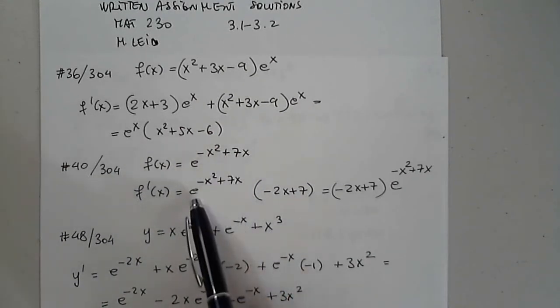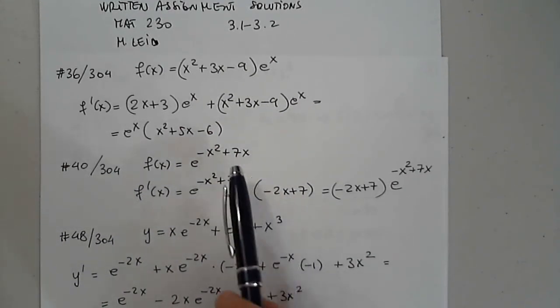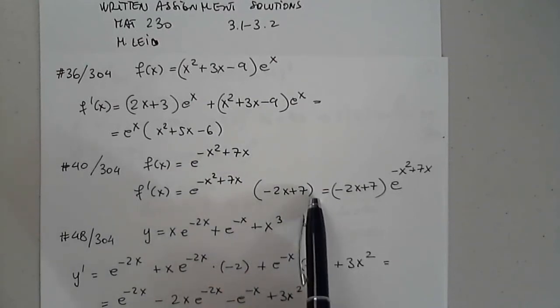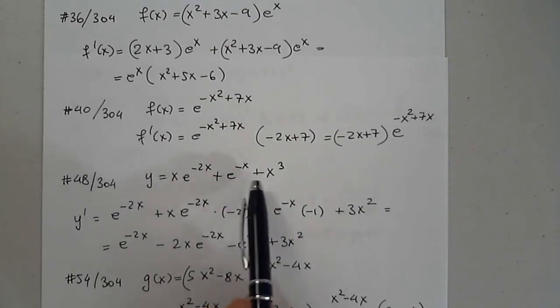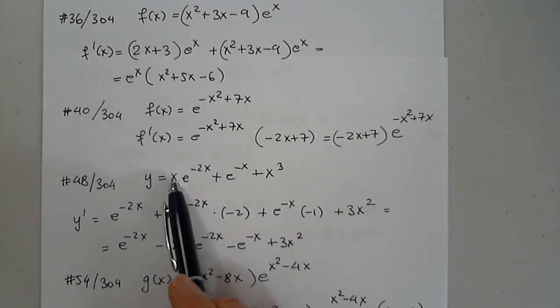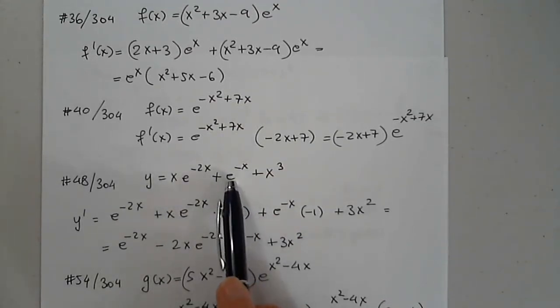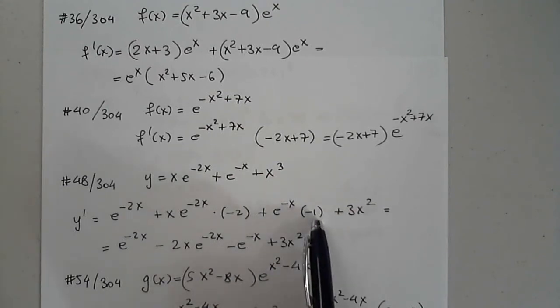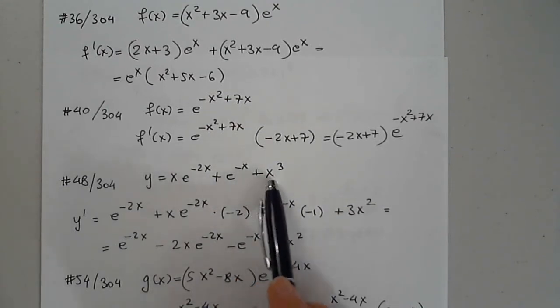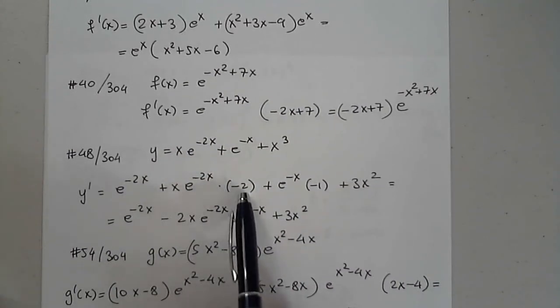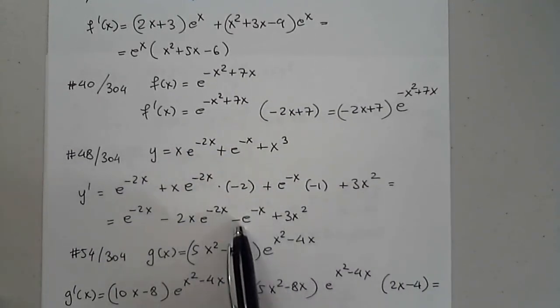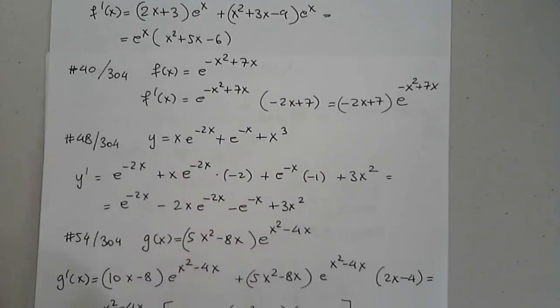Second one, the same thing. E to a function prime is e to the function times the function prime, and that is negative 2x plus 7. Same thing here, product rule, and this is just simple differentiation. So the first function prime is 1 times the second one plus the first times the second one prime, e to u times negative 2. This prime, e to negative x, times the inner function prime, negative 1, plus 3x squared. So I just rearrange the terms: negative 2x minus e to negative x plus 3x squared.